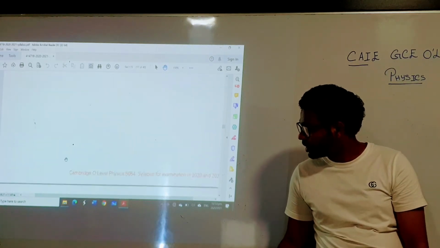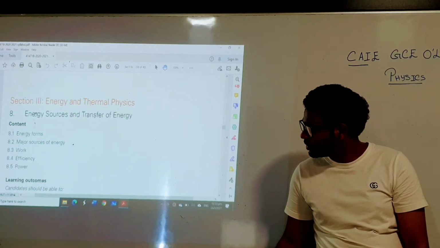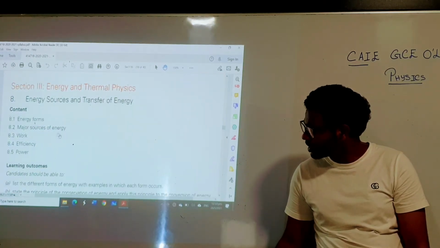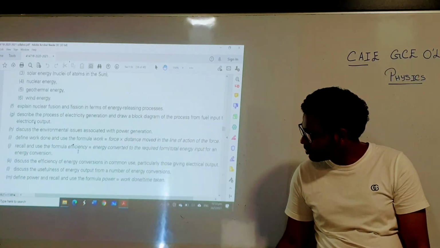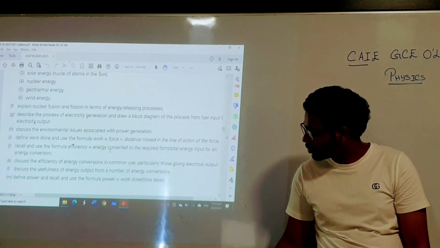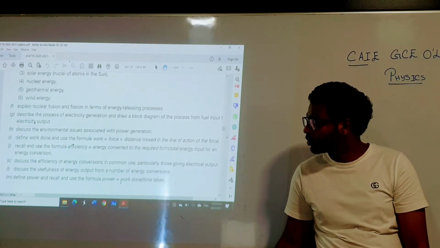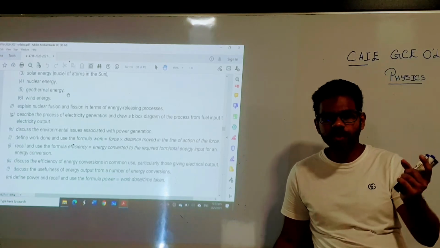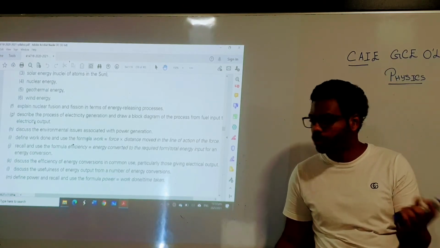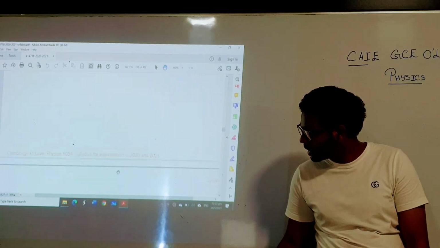Then we have section 3, energy and thermal physics. So you see here we have energy sources and transfer of energy. The first part is easy, major energy sources. But when you go to this second part, that is work done, how do you calculate work done, how do you calculate efficiency, how do you calculate power from here, this requires a bit of calculations which you have to pay attention to. And sources of energy, these are all theoreticals, more or less we have already learned it in junior classes, won't be very difficult for you, but you have to spend time here doing the calculations.